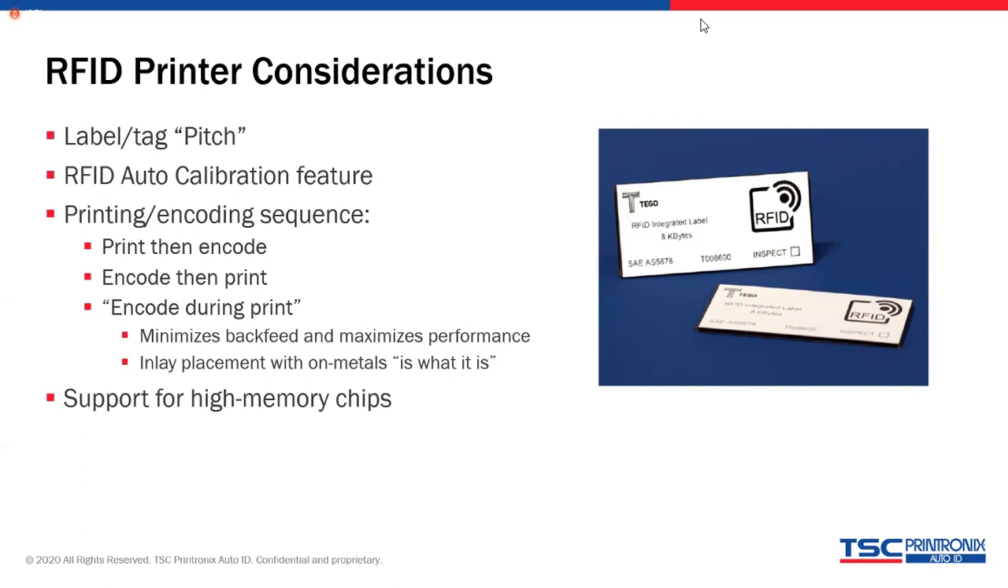The next bullet point here, you want to look if your RFID printer supports an RFID auto calibration feature. If you've been working with RFID printers for a long time, it used to be a very, very cumbersome, difficult process, and it still is with some printers, when you got a new RFID label or tag and you wanted to use it with the printer. You had to get very complicated specs from the label manufacturer and from the printer manufacturer, and you had to manually put these into the front panel of your printer.